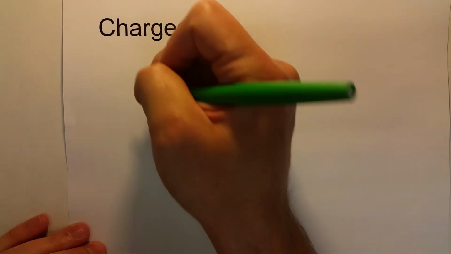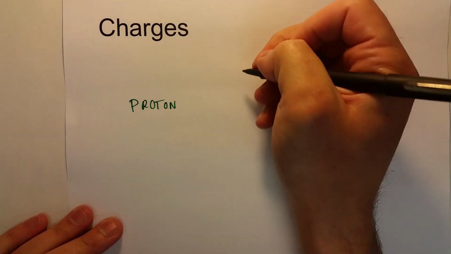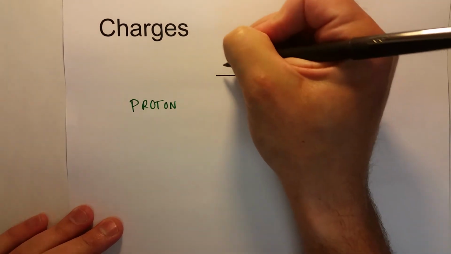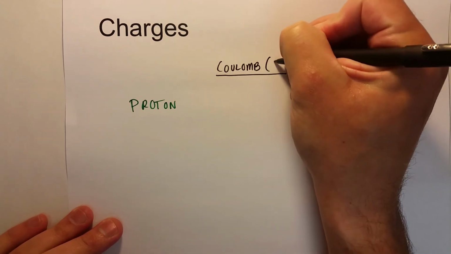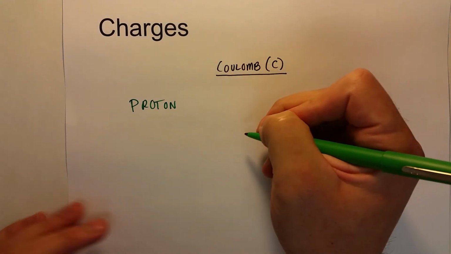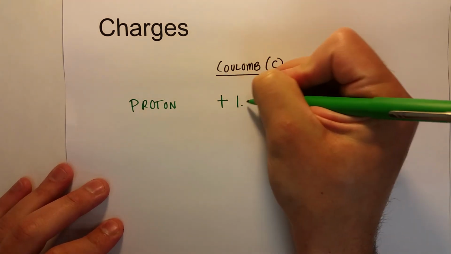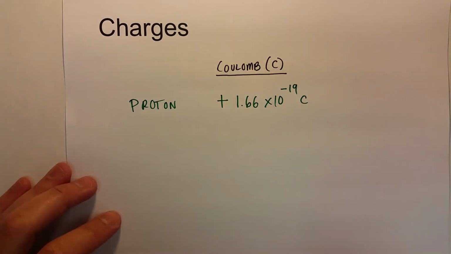All right, the other physical property that we are going to want to learn about the subatomic particles is the charges, the actual values of the charges for each subatomic particle. So the proton, which we previously said is positively charged, the measurement for charge is actually the coulomb, which is abbreviated capital C. The charge of a proton is positive 1.66 times 10 to the negative 19th coulombs.